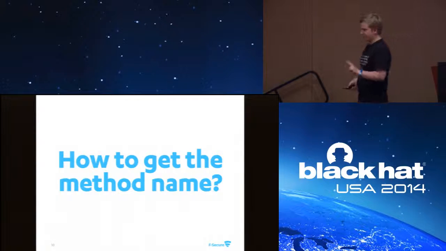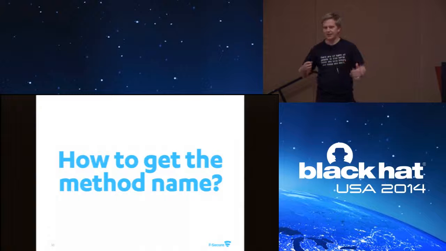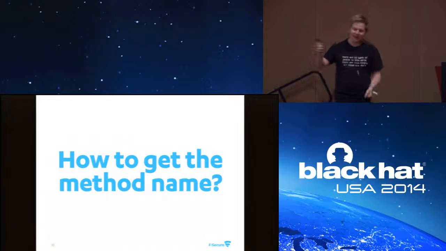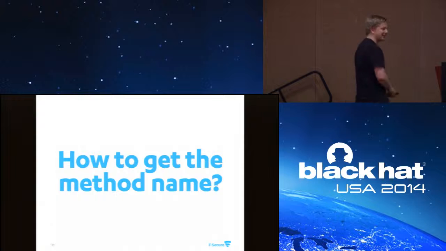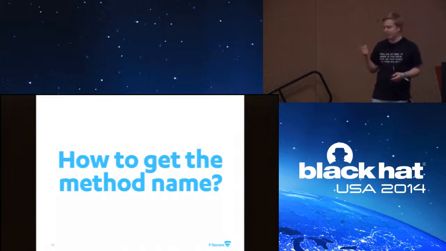The second key question. Now I see all the method calls, but I have no clue about the name of the method call. Doesn't really help much. Yeah, I got 600 method calls. I don't know what those are. Doesn't help much. So, how to get the method name?